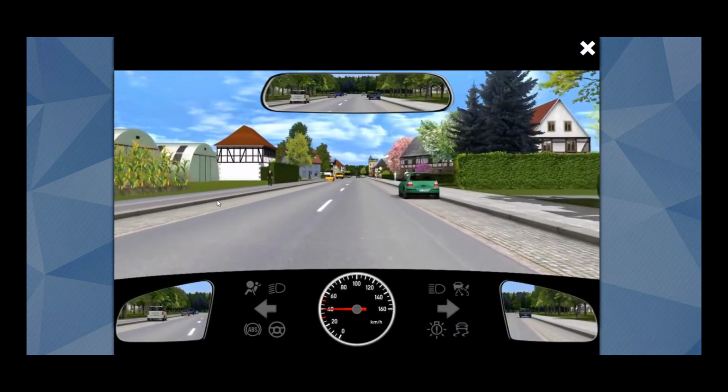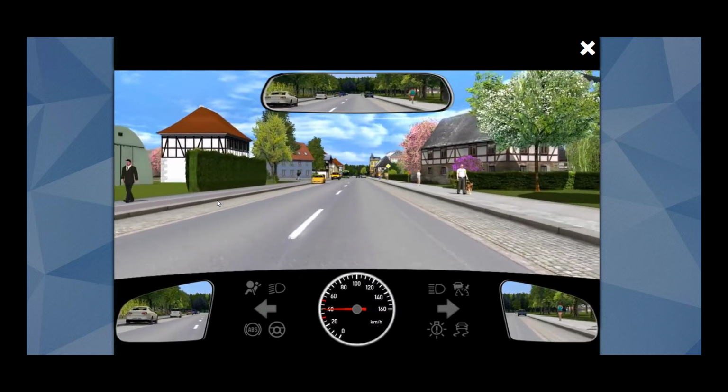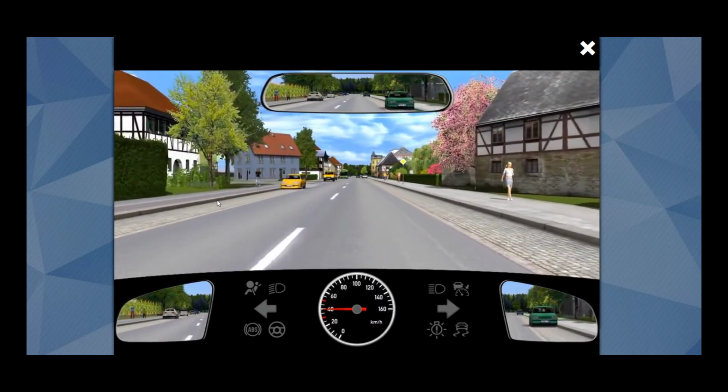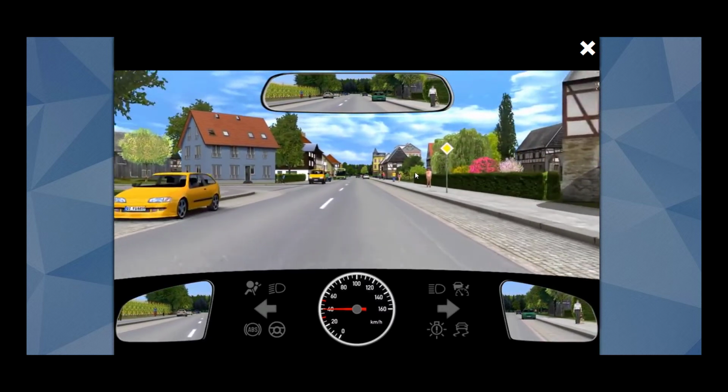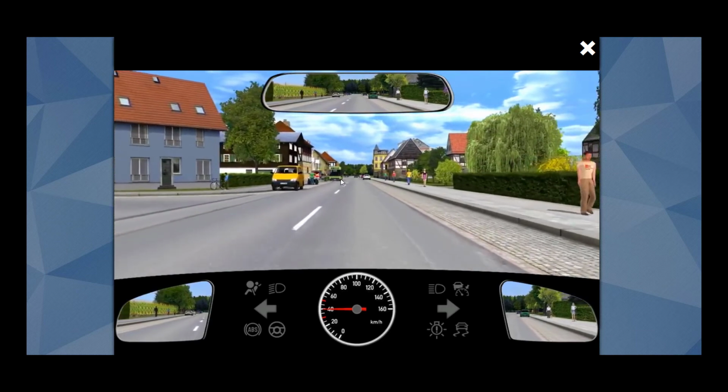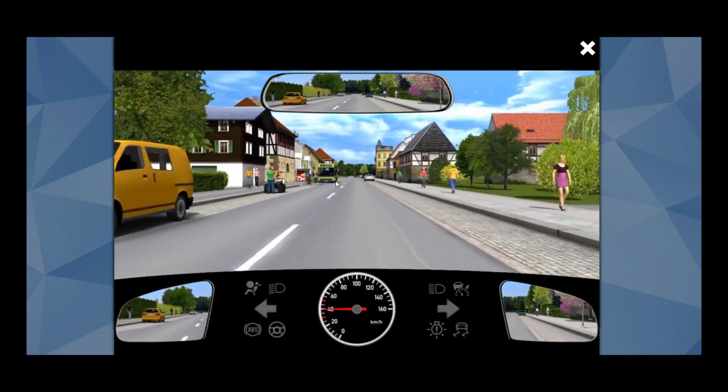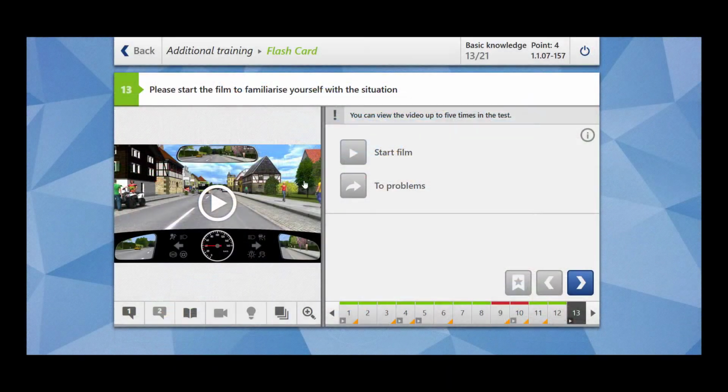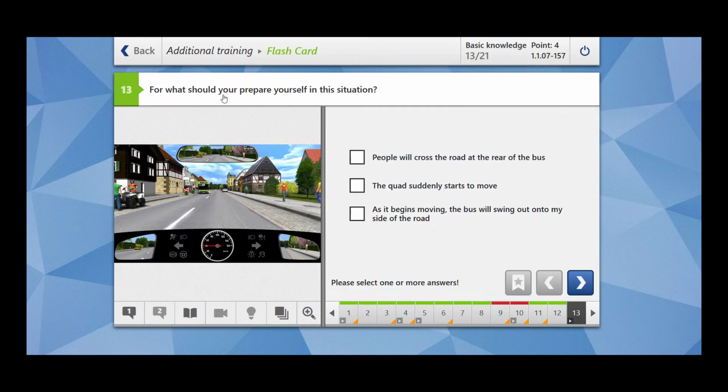We are inside the city. We are driving at 40 km per hour. We are on the priority road. You can see from here, there is a bus as a part of oncoming traffic. It has given the indicator, and when it has started, it has moved more towards your side, towards your lane. For what should you prepare yourself in this situation?